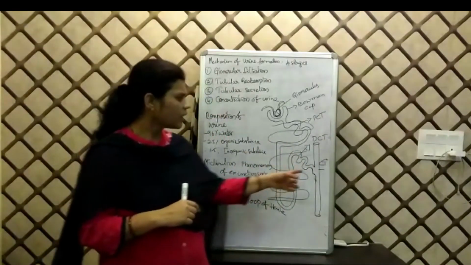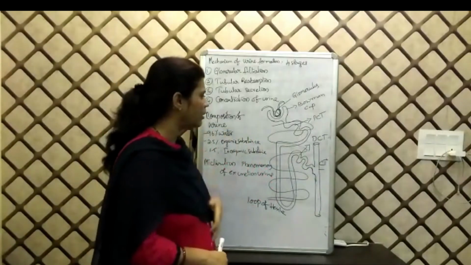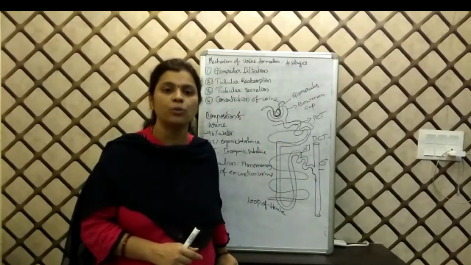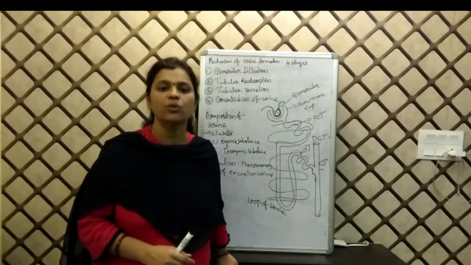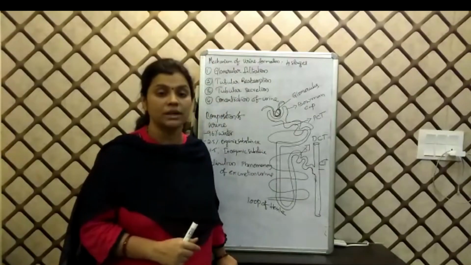And next, all the collecting tubes of the nephron will be joined together and they open into a common tube called ureter. This ureter is a muscular tube. We have discussed it already in the structure of the excretory system.